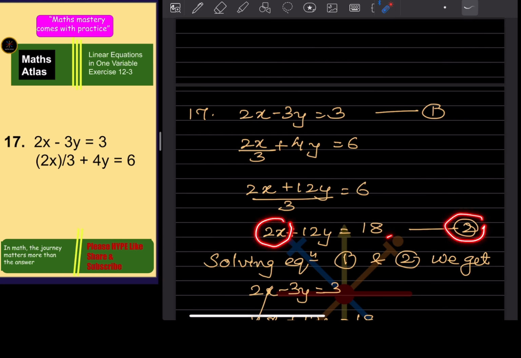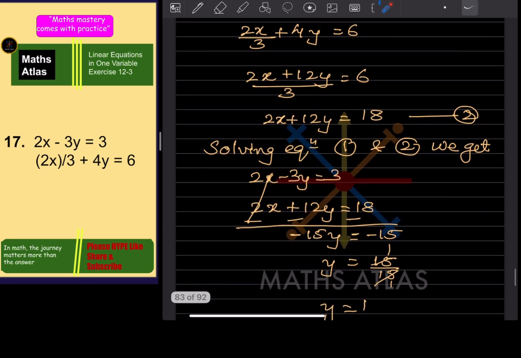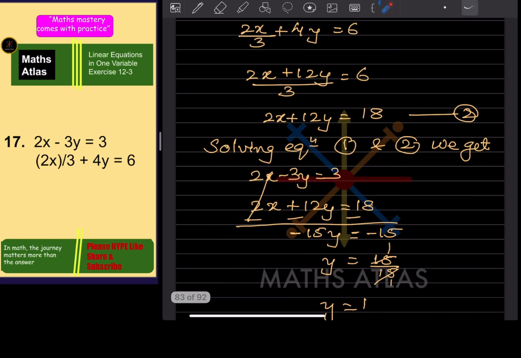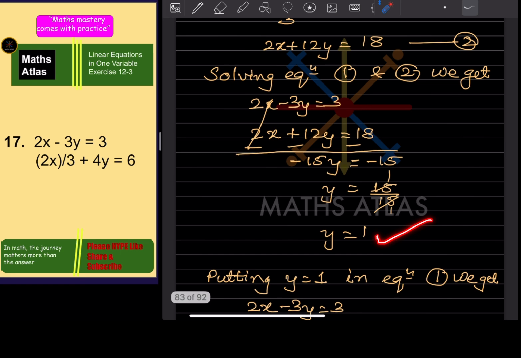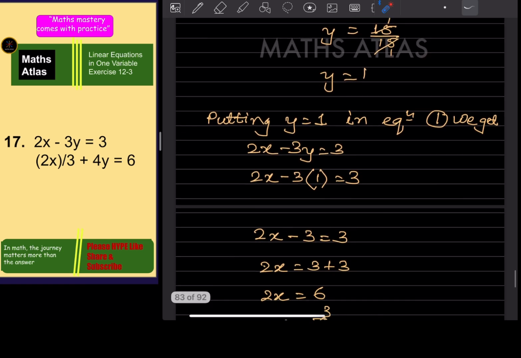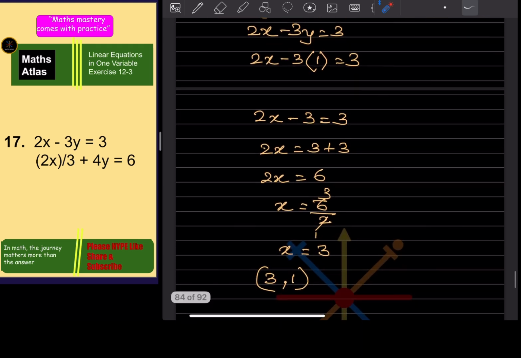So now you can see here 2 as well as here 2. So what we can do, solving equation 1 and 2. So both sides where the coefficient is 2, we can do one thing. This is plus, so this becomes minus. So this gets cancelled out. So we don't have to multiply by any number. So the value of y is 1. And putting this y is equal to 1 in equation number 1, we get the value of x, that is going to be 3. So this is x and this is y. So x is 3 and y is 1.